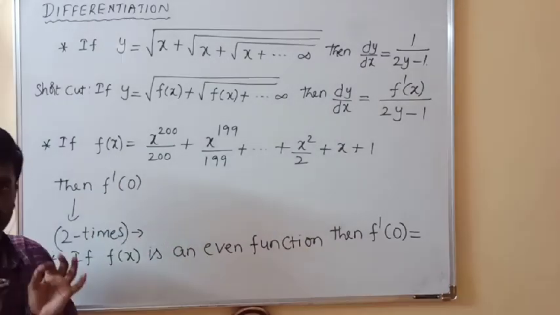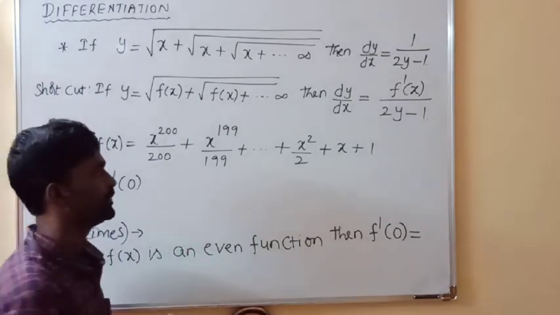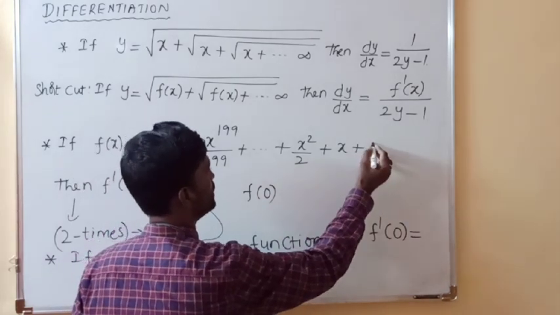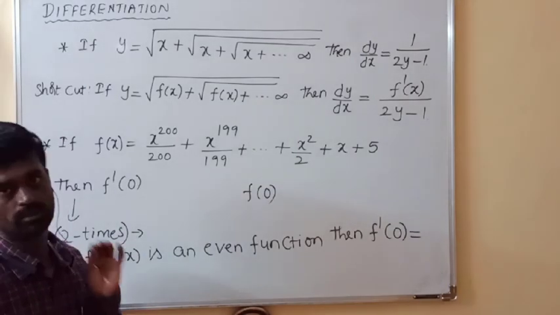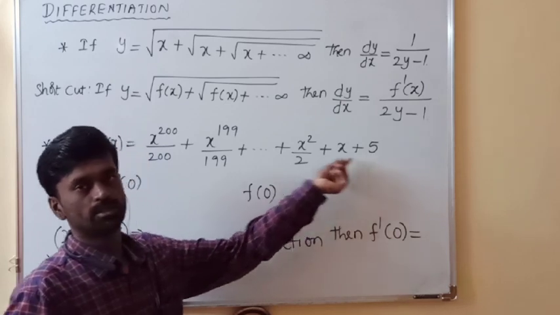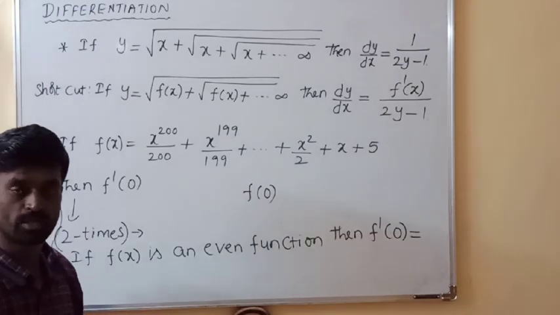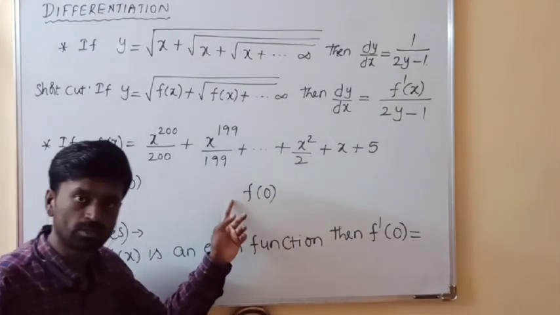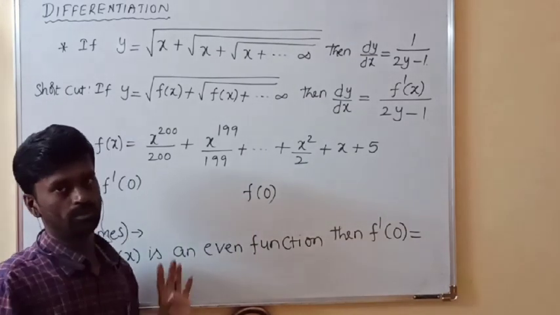Suppose the question is f of 0, what is the constant term? Actually here it is given 5, so make it 5. Suppose if they ask f of 0, the answer is the constant term. What is the constant term in this polynomial? 5. So f of 0 is 5. Because here f of x is a polynomial function, if they ask f of 0, then f of 0 is nothing but the constant term in that polynomial.